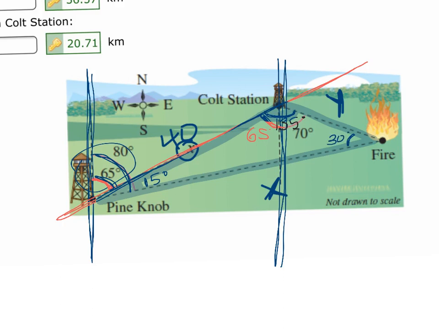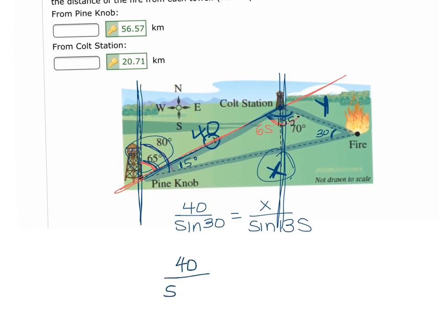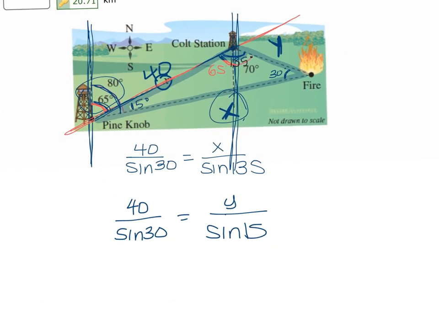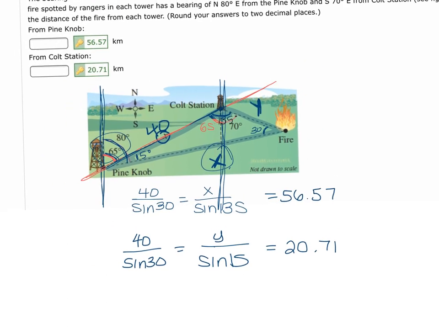And again, now can you solve this triangle? Yeah, right? You've got your completed side with 40 opposite the 30, so it'd be 40 over the sine of 30 equals, let's say I want to solve for x first, x over the sine of 135, and then 40 over the sine of 30 equals, we called it y, but y over the sine of 15. And then cross multiply: 40 sine 135 divided by the sine of 30, 56 point, I did it round, yeah, 57. And then 40 sine 15 divided by sine of 30, 20.71. And they're both kilometers.